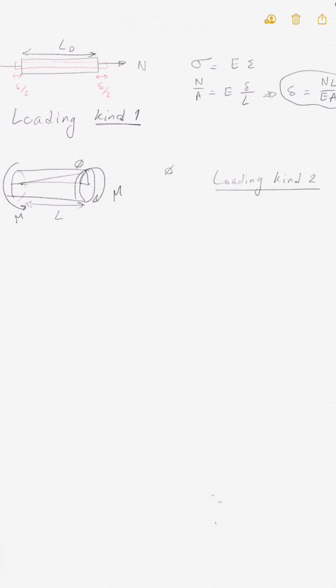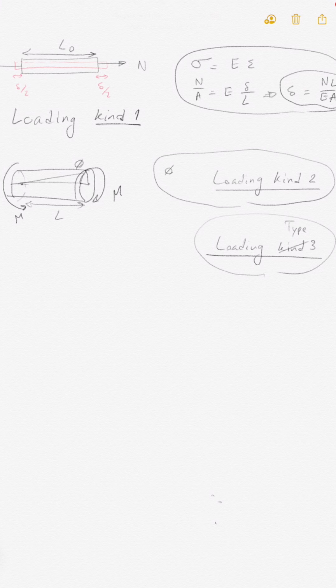Now it's natural to think, what about bending, which is our loading kind 3 or type 3. So far we have the axial load, which is linear deformation, and torsion, which is angular deformation. And now what about bending? Bending is a completely different animal.